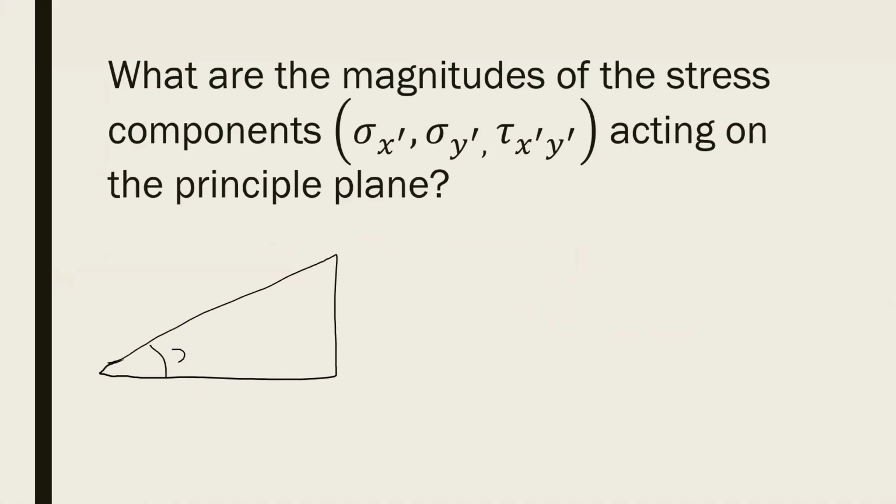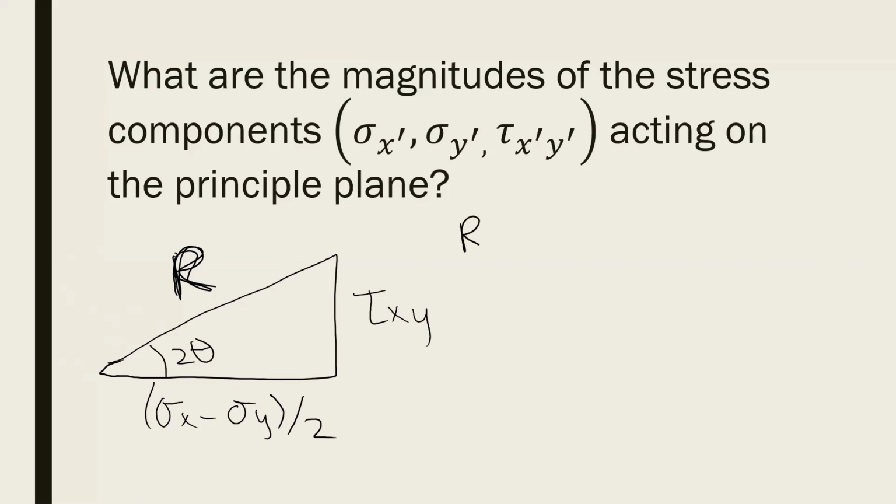I'm going to label this angle 2 theta, and I'm going to call that side r. So I said the tangent of 2 theta is tau xy over sigma x minus sigma y over 2. So would you agree that that triangle says the same thing? The tangent of that angle is opposite over adjacent, which is tau xy over the difference of my normal stresses over 2.